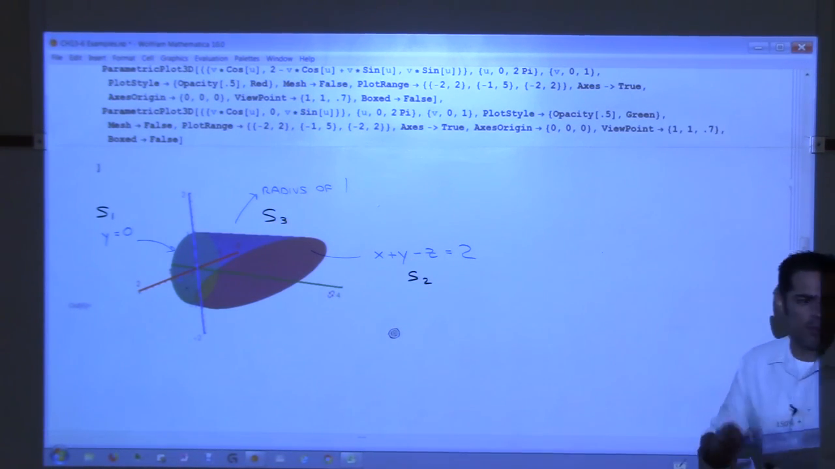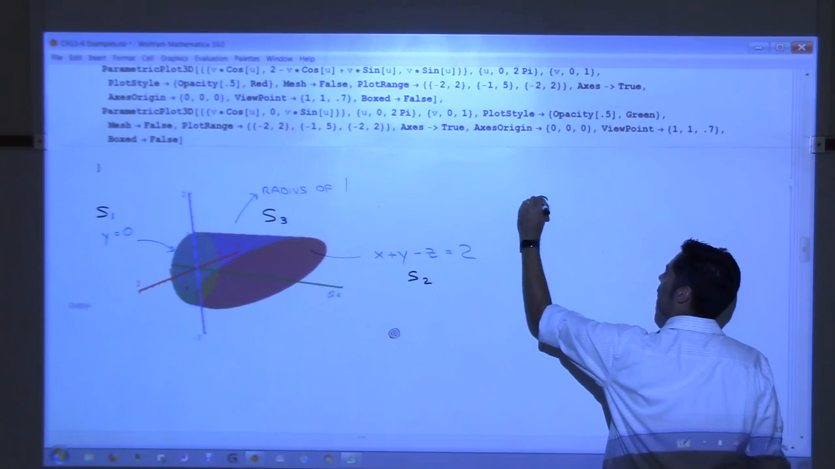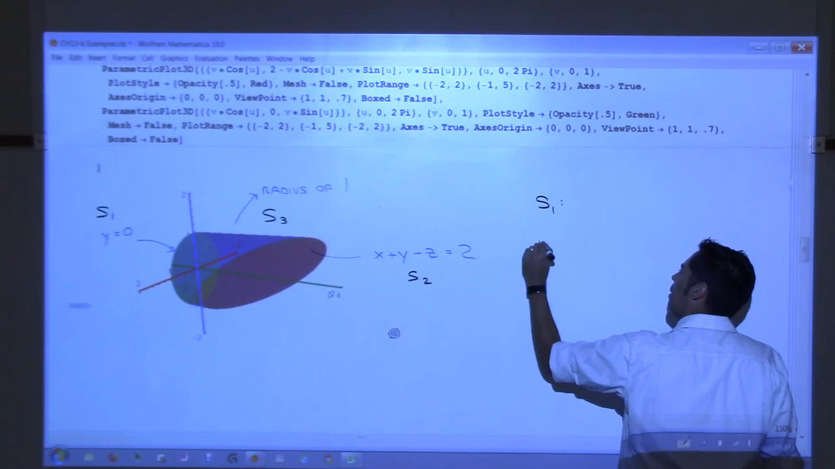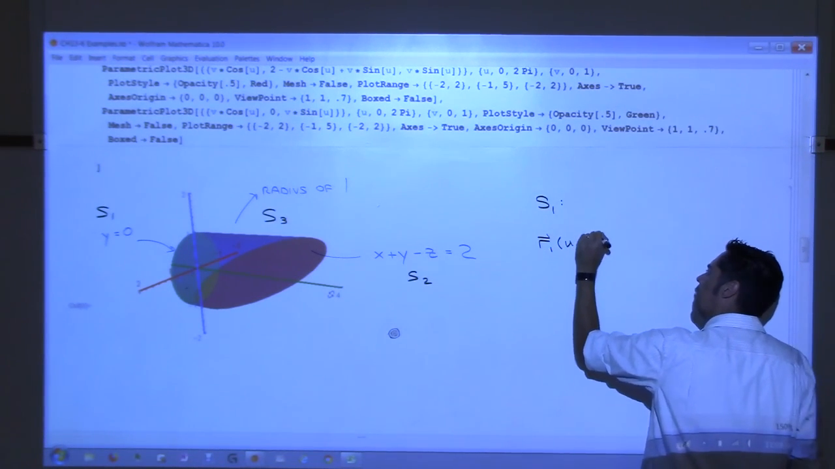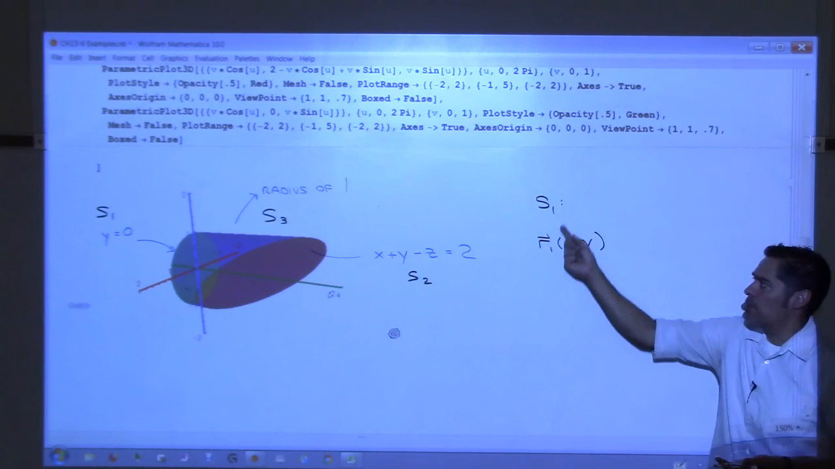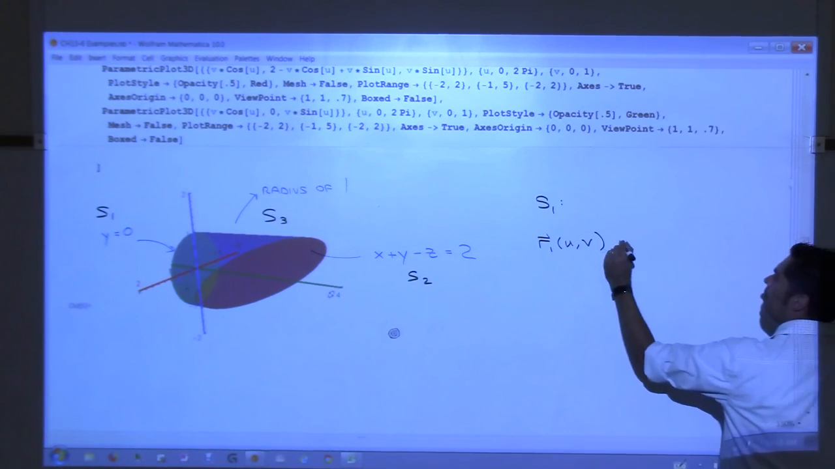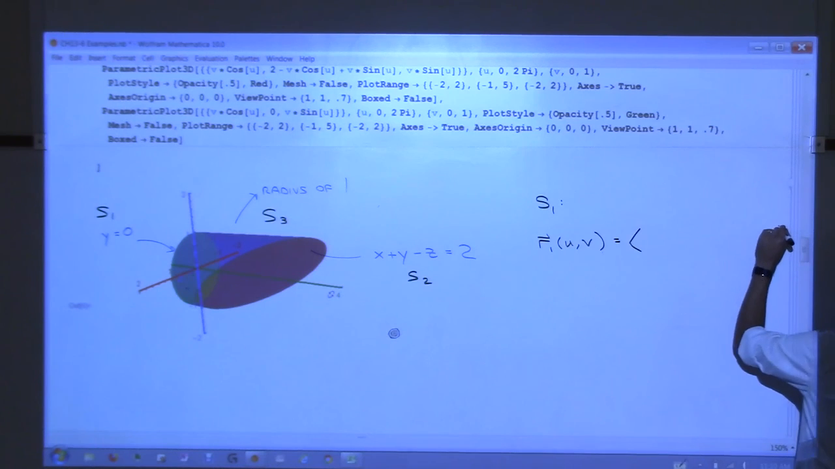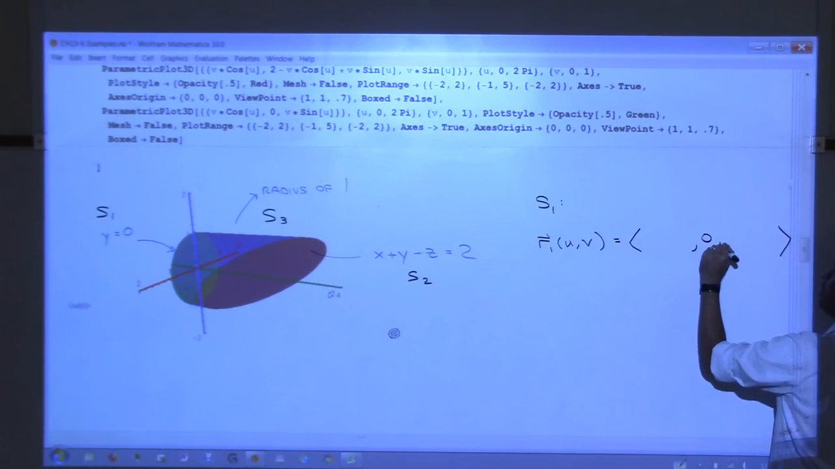So we have to come up with 3 separate vector functions. So for S1, I'm gonna come up with my vector function. I'm gonna call R sub 1 of u, v. So R sub 1 is just so it corresponds with surface 1. We need our 3 components. So which component there is easy? The y, right? It's 0, right? Because it's sitting on the xz plane.